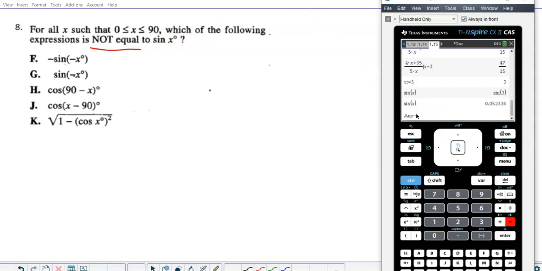So negative, whoops, if I hit the negative key, there we go, negative sine of negative x. And I should probably hit that. Same exact number. I want it to be not equal. That's not it. So if I type in sine of negative x and hit Control Enter, if I remember, that's negative. That's not the same. That's got to be it. And so all of those are equal to that one.